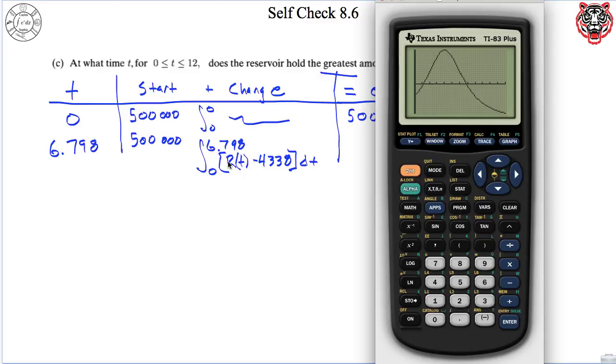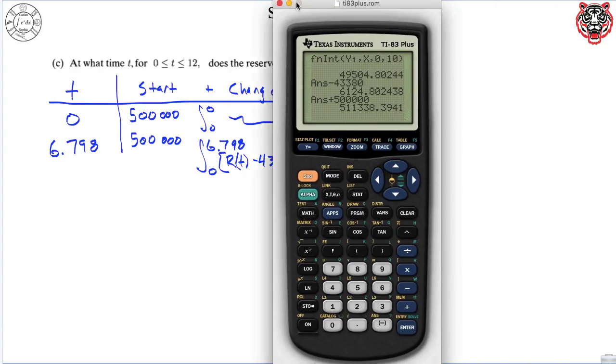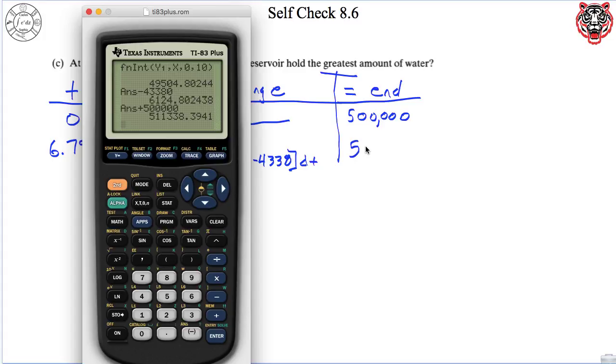So on this graph, I need to find the integral between 0 and this value. So I'm going to do second trace, and I'm going to do the integral, 7. And it's going to be between 0 and 6.798. Hit enter. And it's going to shade in both these regions. It'll subtract this negative from this positive, and we get this number, and we need to add that to our initial condition. So I need to do second quit. We're adding that to 500,000. So at that value, it holds 511,338, rounded to the nearest gallon-ish.